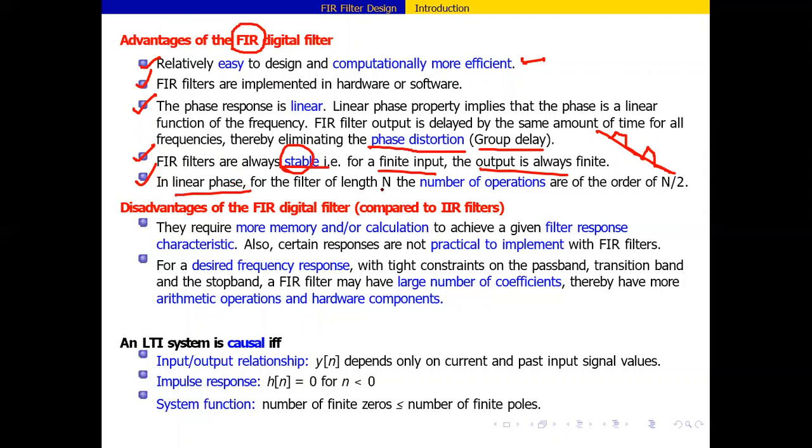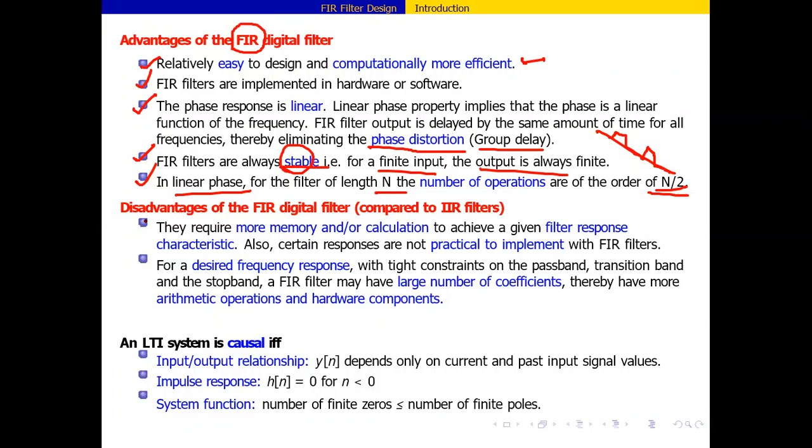And the next advantage is, in a linear phase filter, the filter length is equal to a finite value, that is N. So the number of operations is N by 2 only, because of the complex conjugate symmetry. It's a multiple of that. So you can get only N by 2 operations.